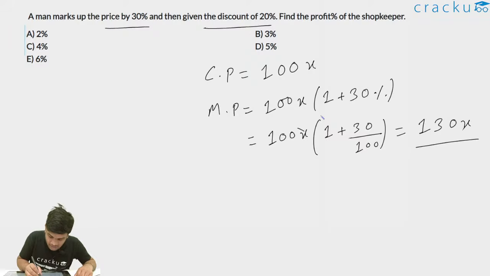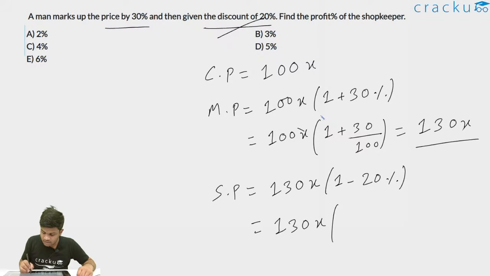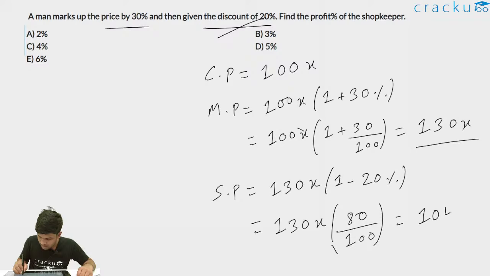Now it is given that he gave a discount of 20%. So selling price will be 130x into 1 minus 20%. So from here you will get 130x, 1 minus 20% is nothing but 1 minus 20 by 100, which is equal to 80 by 100. So when you calculate it, you will get sell price as 104x.